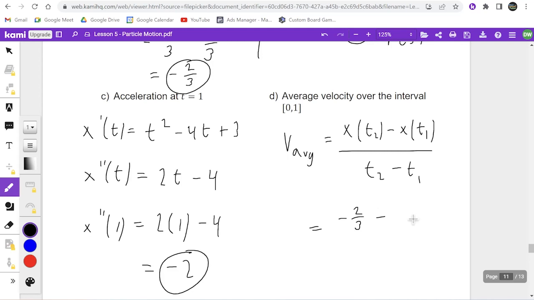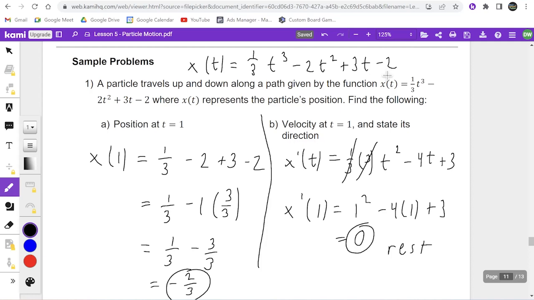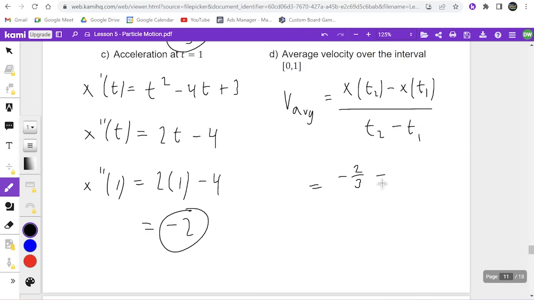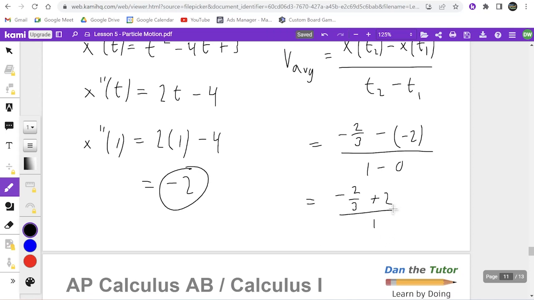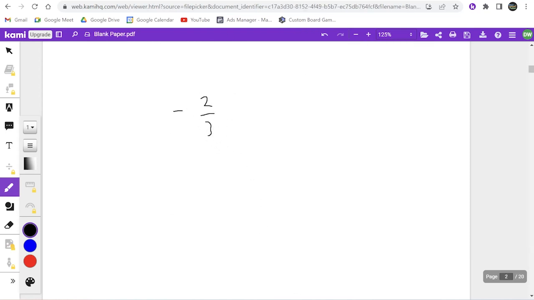And then minus the same thing, but I need to plug in 0. Luckily, plugging in 0 here is really easy. You just get minus 2 at the end, because everything else turns to 0. So be careful there. It's minus negative 2. It will be plus. And then divide it by 1 minus 0. So it looks like we got negative 2/3 plus 2 over 1. Anything over 1 is the same thing. Get a common denominator of 3 over 3. Basically what you're going to get is negative 2/3 plus 6/3, which means you'll get a final answer of 4/3. And that's our average velocity, 4/3.